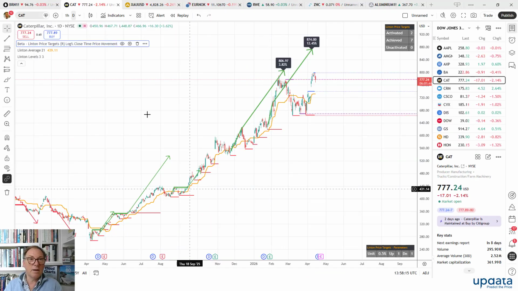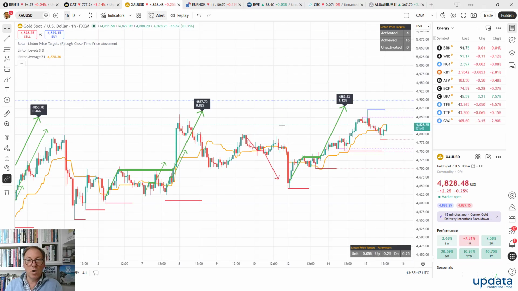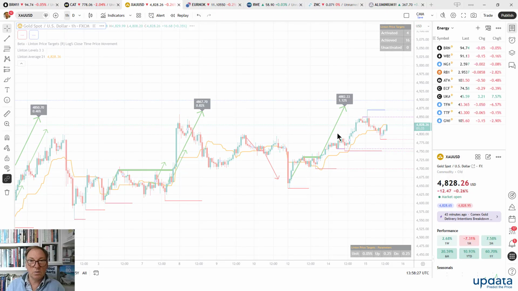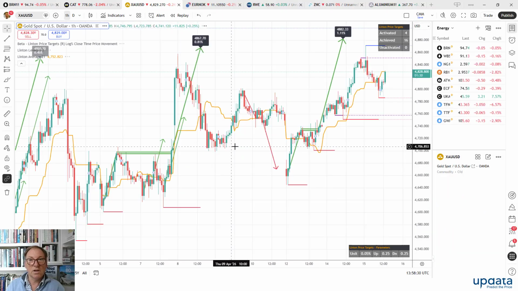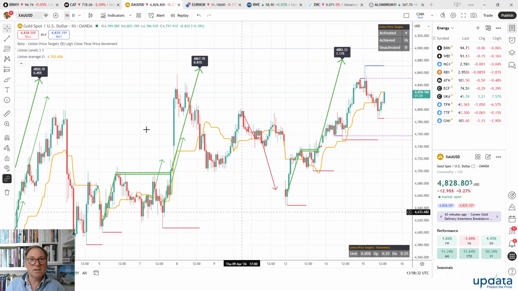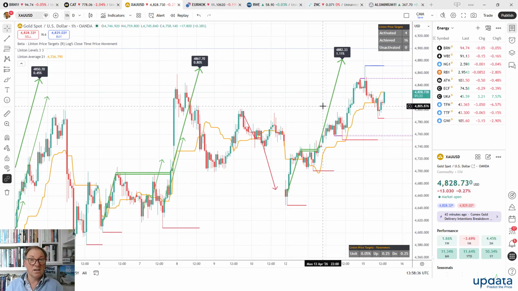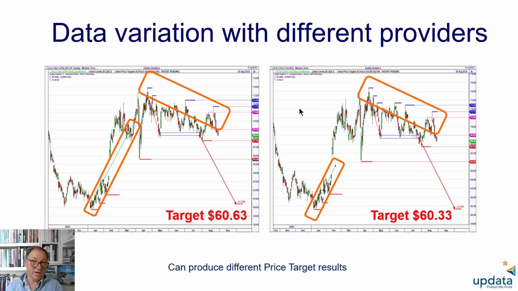And that often happens when you look at something like gold. If I go and type gold in here, I've got lots of different providers of gold, and I can go here and I will get slightly different targets because those providers have different data for their trading in gold. It's their trading data, and so that can be a factor as well. That was in TradingView.